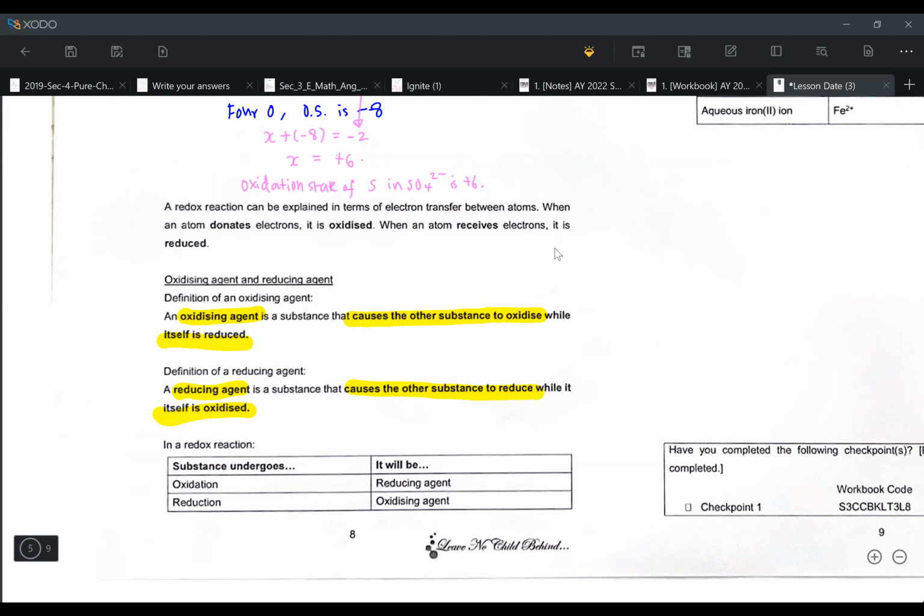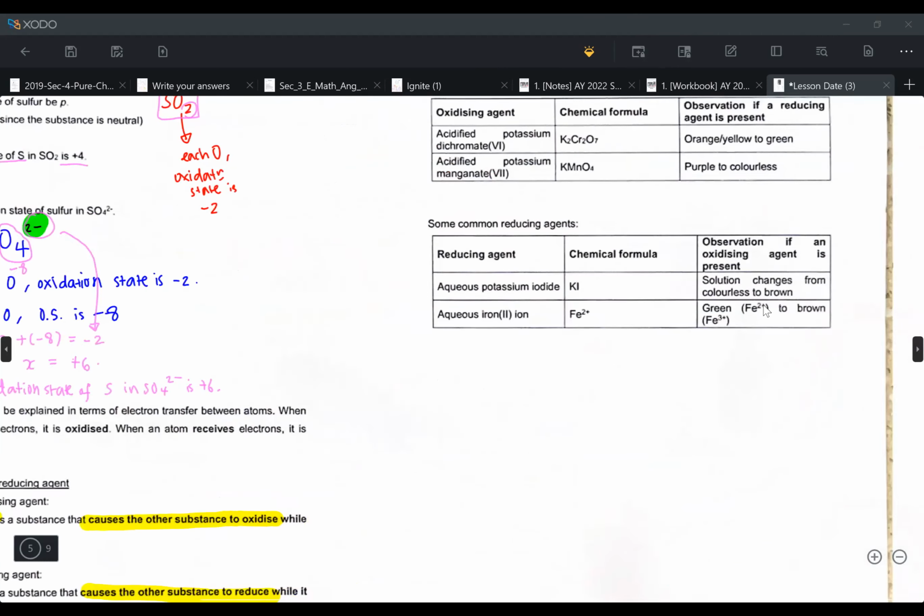So oxidizing agent means it is self-reduced. Reducing agent means it is self-oxidized. So just take note of the difference. Just remember: oxidizing agent means itself is being reduced, then reducing agent means itself is oxidized. So the last part for redox.